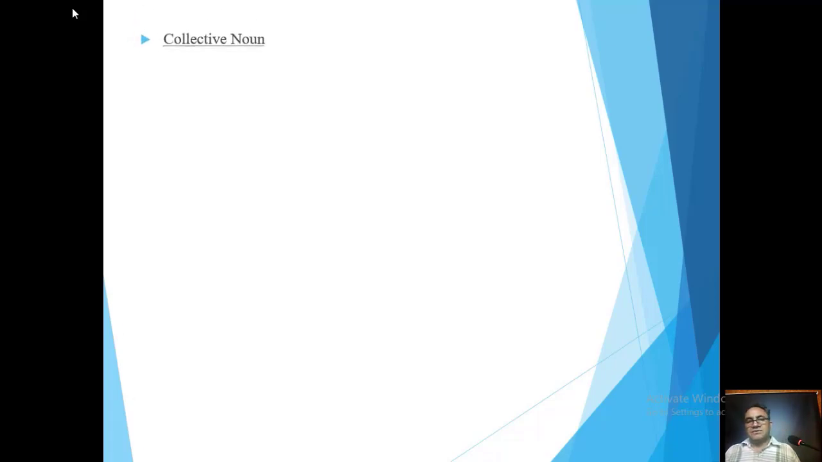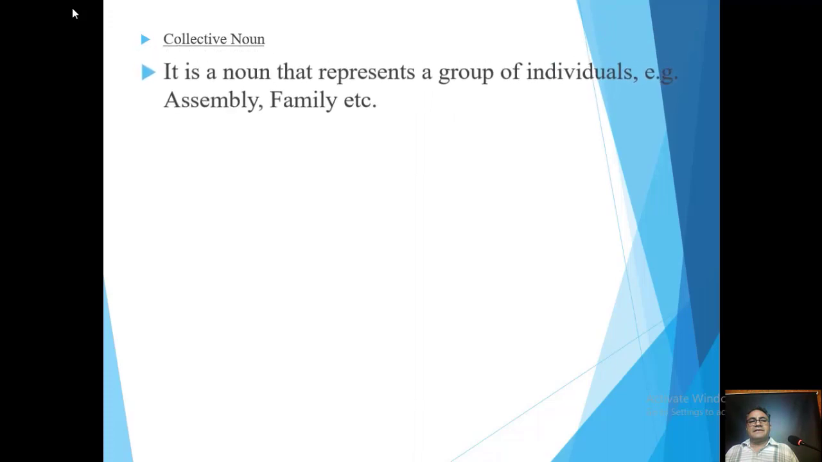Next is collective nouns. Do you know what a collective noun is? It is a noun that represents a group of individuals. For example, assembly, family, team, etc.